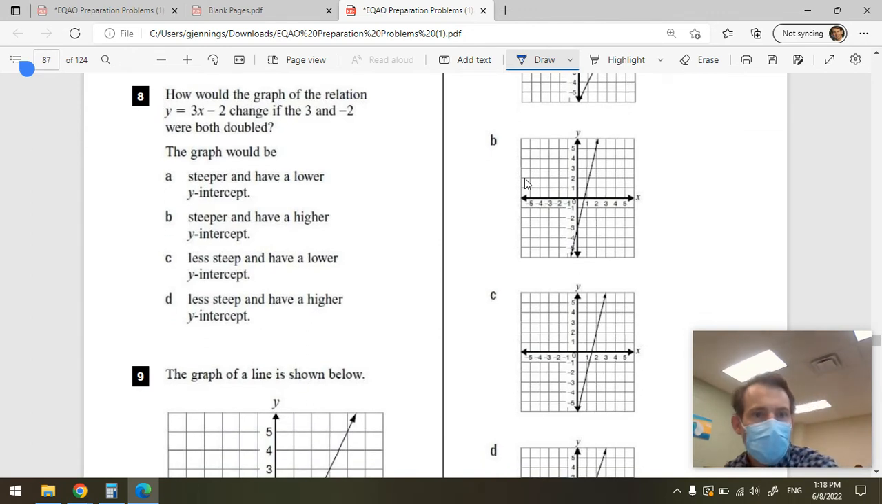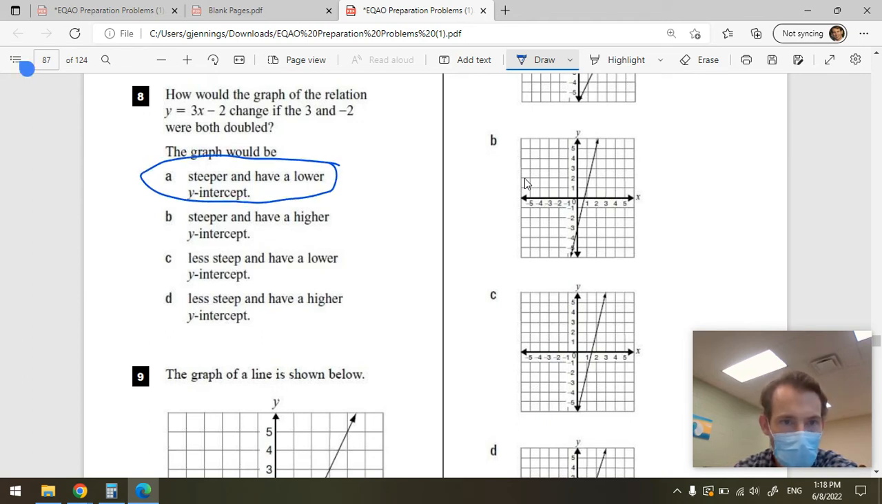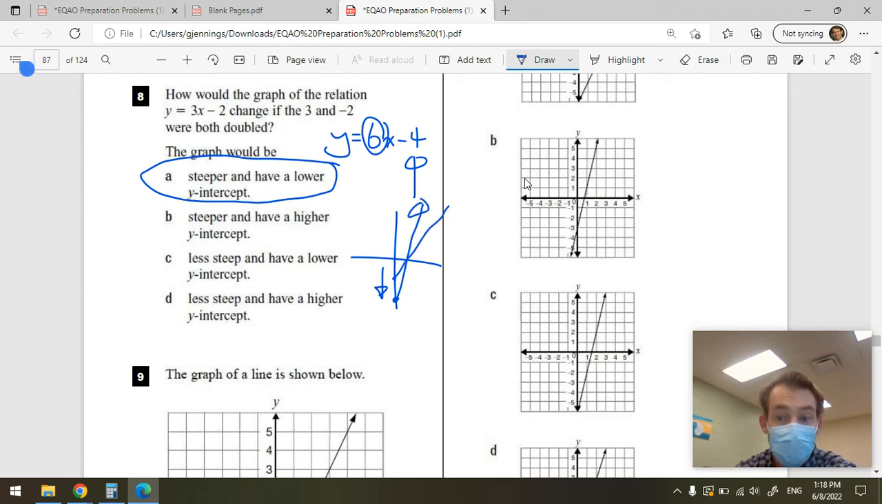Number 8. How would the graph of the relation y equals 3x minus 2 change if the 3 and minus 2 were both doubled? The graph would be steeper and have a lower y-intercept. There we go. That's what would happen. If I doubled both of those, then I would have y is equal to 6x minus 4. Okay? So its y-intercept is further down. It used to intersect there. Now it intercepts down there. It's further down. And now it is more slopey. It has a steeper slope instead of a shallower slope like that. So it's growing faster.